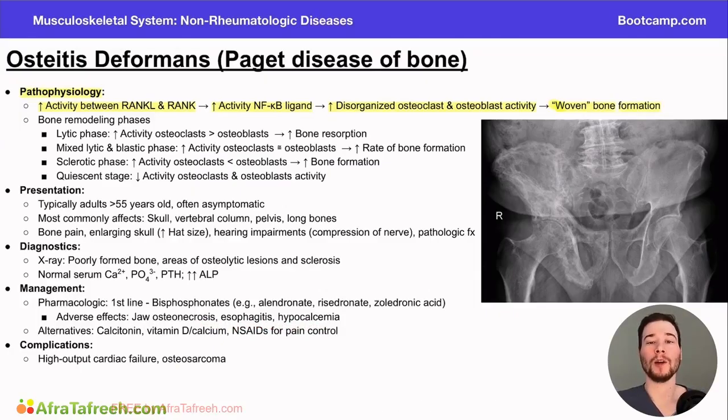So normal lamellar bone, which is kind of our rock solid, our sturdy bone, is now replaced by poorly formed or woven bone, which is a type of immature, poorly organized bone that is very weak and prone to a lot of problems, including fractures.